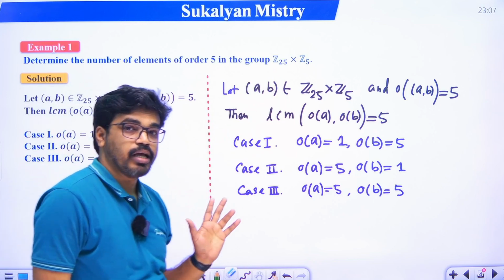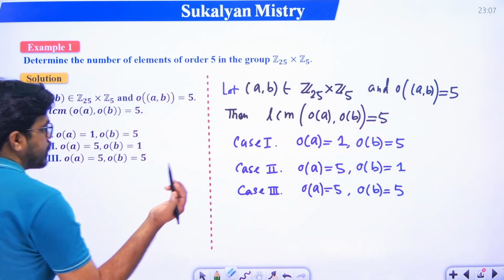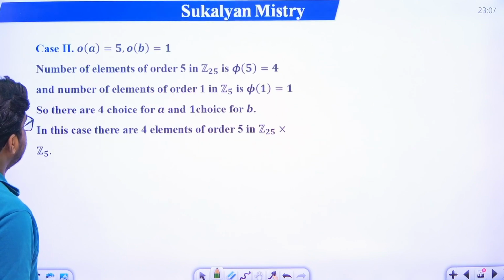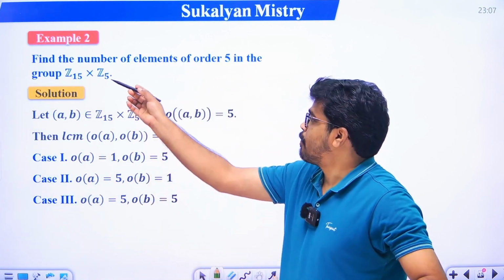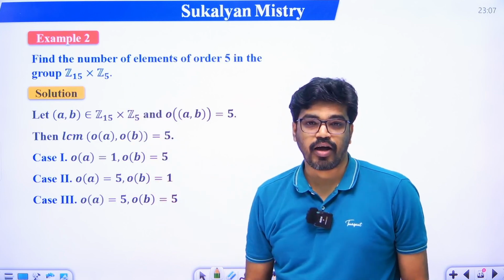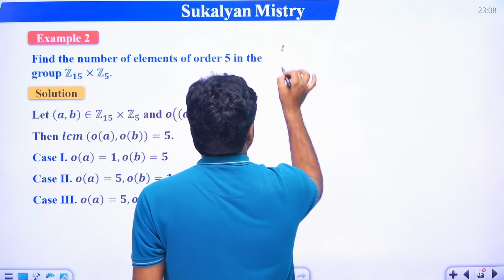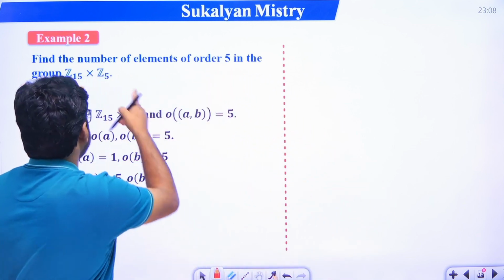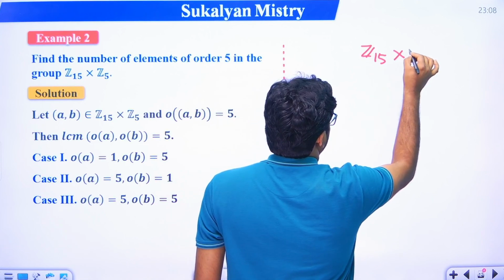So it is a very very important example. Okay, so I think it is clear. So similar problem, just see this problem, a similar example: find the number of elements of order 5 in the group Z15 cross Z5. Same problem, I just changed the group. Find the number of elements of order 5 in the group Z15 cross Z5.